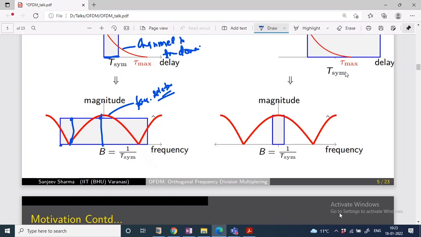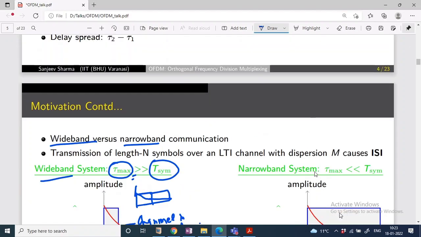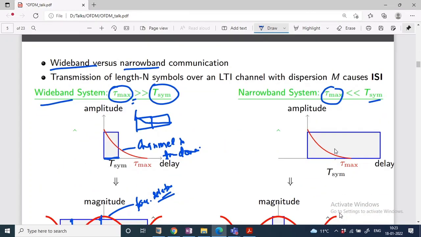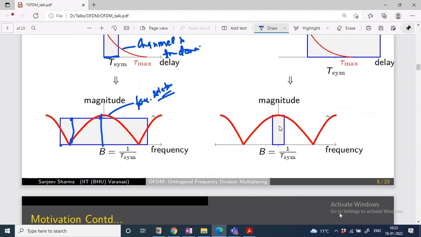Similarly, for a narrowband system, tau max is smaller than Tsymbol. In the frequency domain, the channel is the same, with the same tau max, but the transmitted signal is narrow because of the small bandwidth. So the whole frequency content of the transmitted signal experiences the same channel. That is called flat fading.